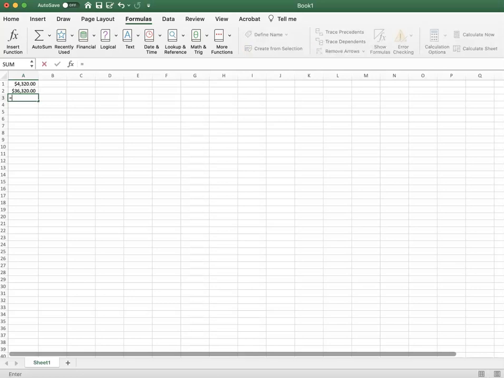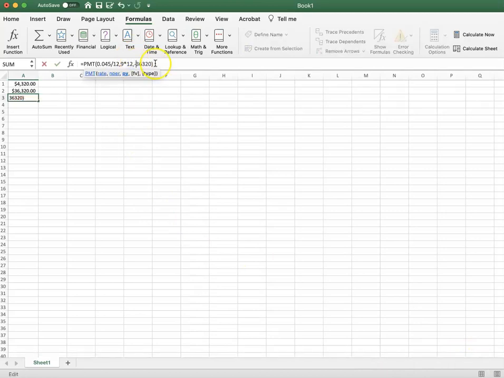Now let's calculate the payment. If we hit equal PMT, that's going to draw up the payment formula. We do our rate, and now we're switching to a monthly rate, so 0.045 divided by 12. And then the number of periods, it's a 9-year loan, so 9 times 12 to get the monthly number of periods, comma, then we need the present value. This new loan balance is $36,320. We need to make that negative. And you see here, I accidentally got out of it, and that's okay. If you make a mistake, you don't have to retype the whole thing.